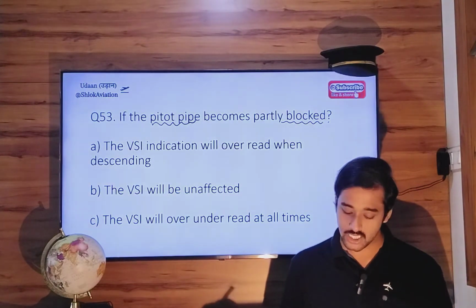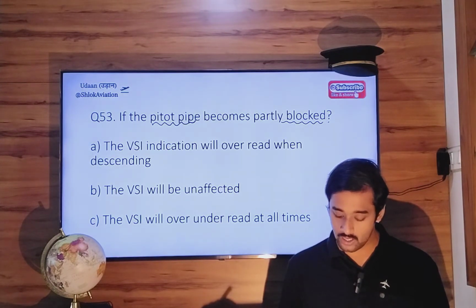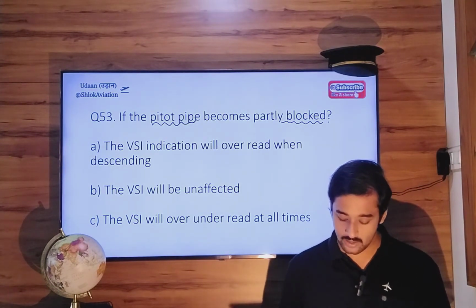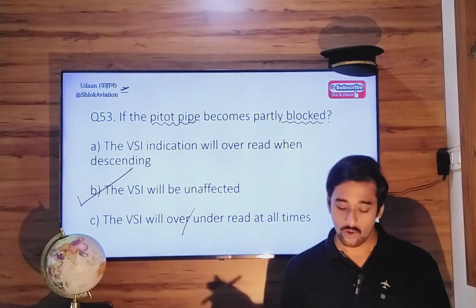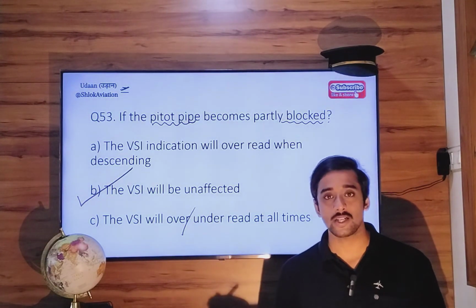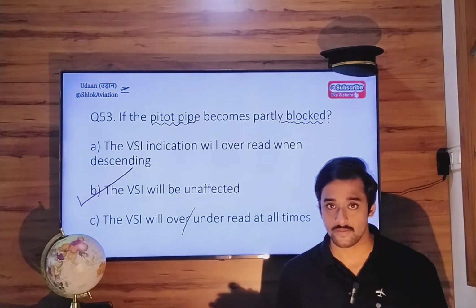So VSI indication will overread when descending? It will not be affected. VSI will overread or underread at all times? It won't be affected. So the correct answer is option Bravo. Whatever happens to the pitot tube, vertical speed indicator and altimeter are not concerned with it. Okay.